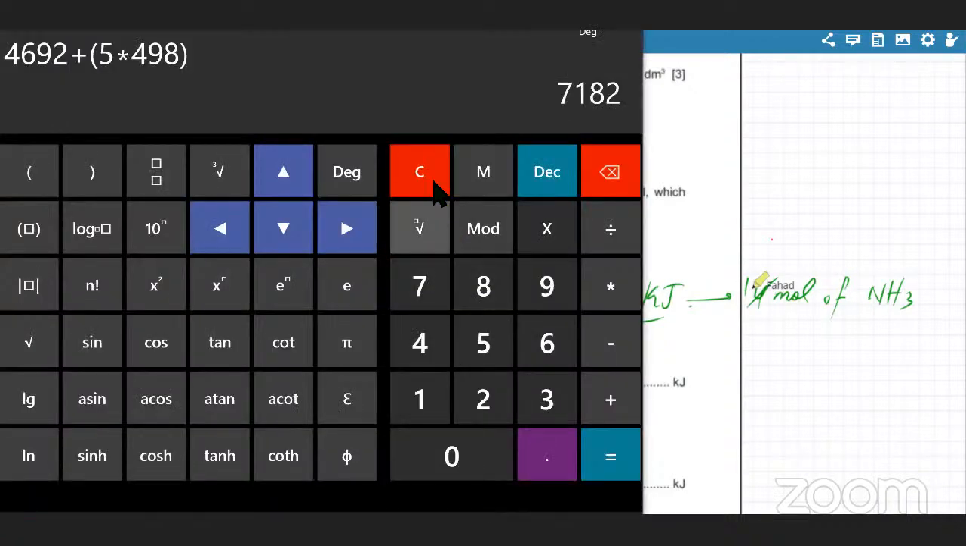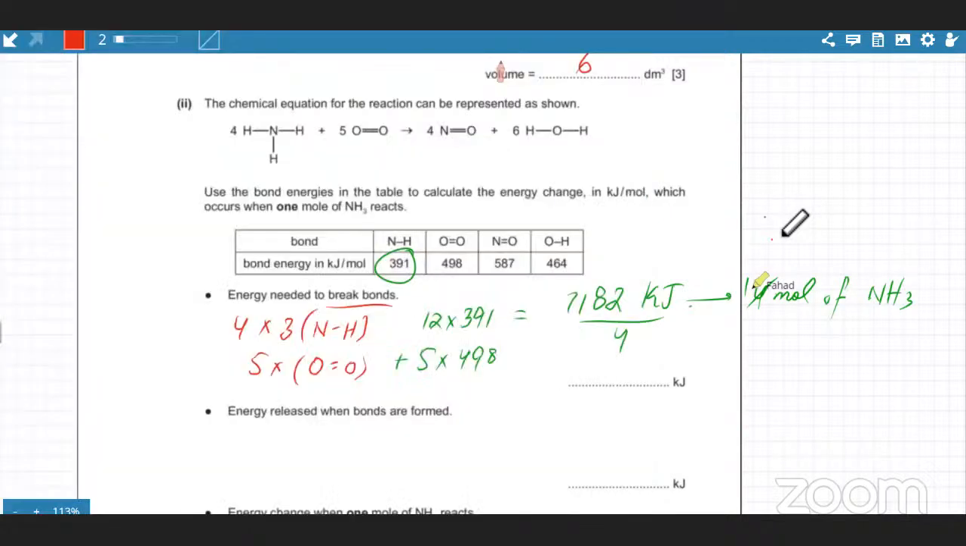Let's open the calculator again. 7182 divided by 4 gives me 1795.5. So it gives me 1795.5 kilojoules. Remember, that's for 1 mole of NH3.